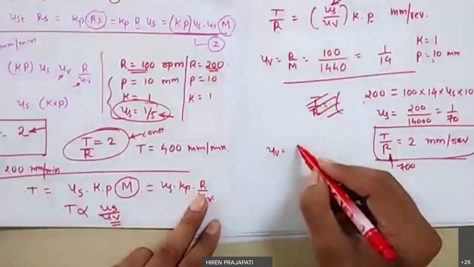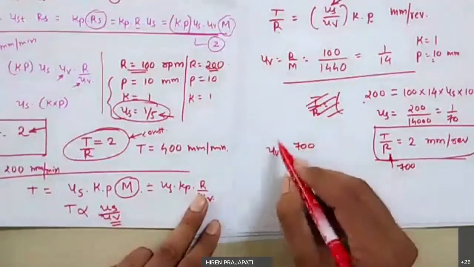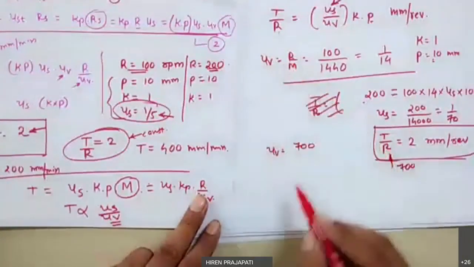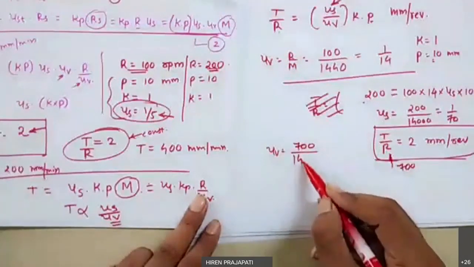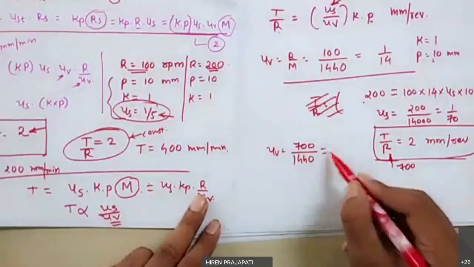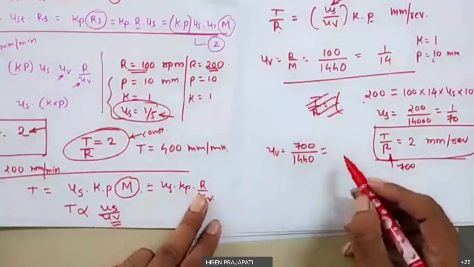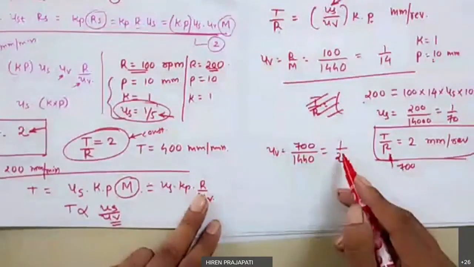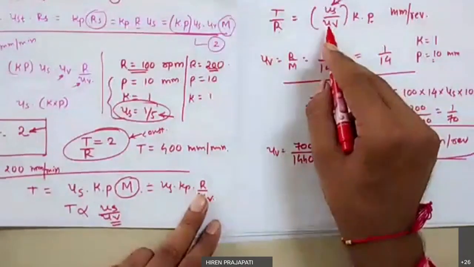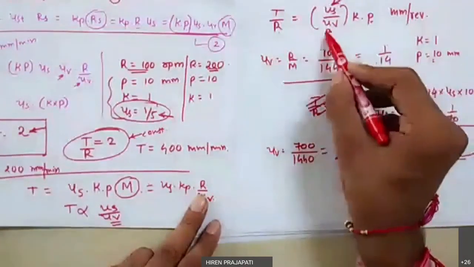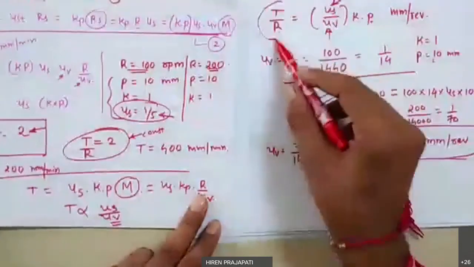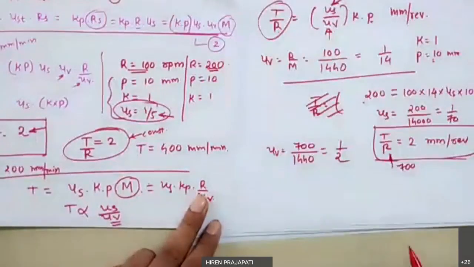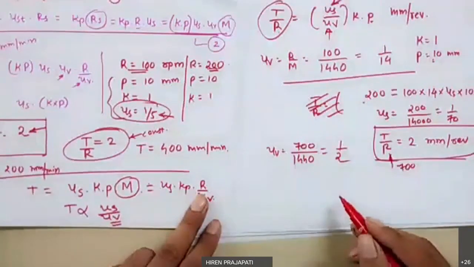UV will be 700, because UV is R by M. So 700 divided by 1440, you will get about 1 by 2. If you now put this 1 by 2 here, because now UV is different, what do you think? Does the T by R ratio remain constant? No, now that will change, right? So your T by R ratio will change.